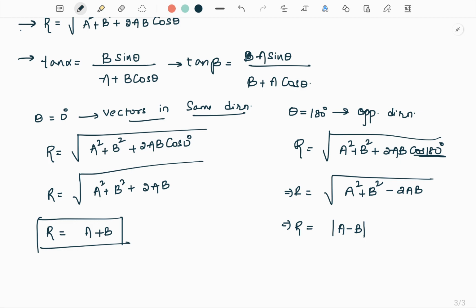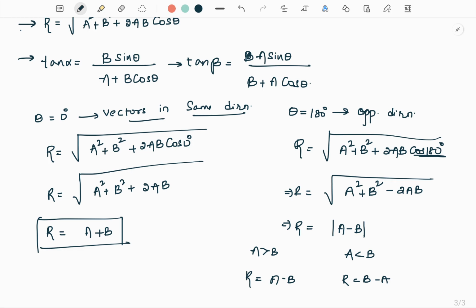See, we don't know whether a is bigger than b or b is bigger than a. Suppose a is bigger than b, the resultant would have a magnitude equal to a minus b. So if a is greater than b, the resultant would be a minus b. If a is less than b, then the resultant would be b minus a, because the magnitude of a vector can only be positive, it cannot be negative.